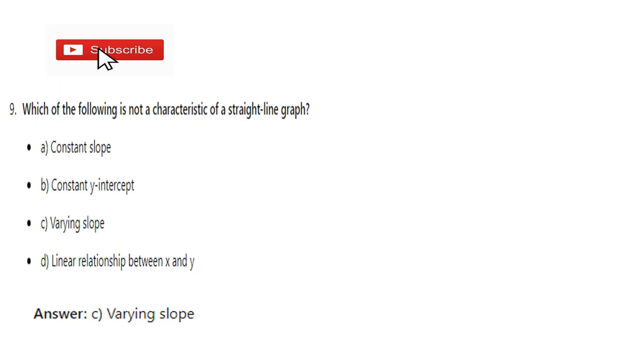Varying slope. The question said, which of the following is not a characteristic of a straight line graph? So in a straight line graph, we have a constant slope, a constant y-intercept, and a linear relationship between x and y, but varying slope is not a characteristic of the straight line graph.